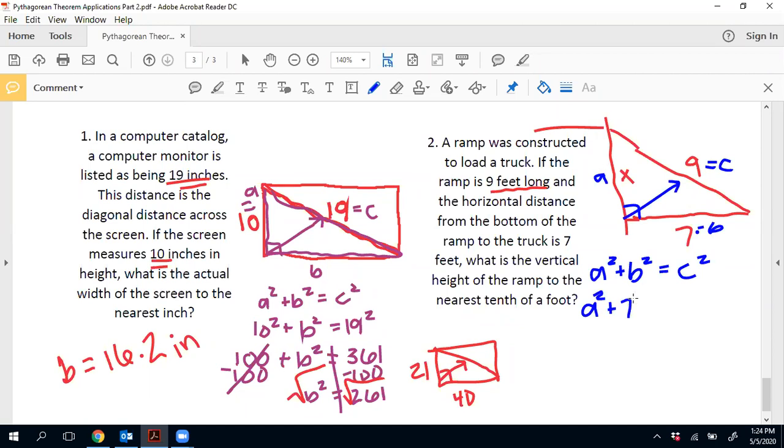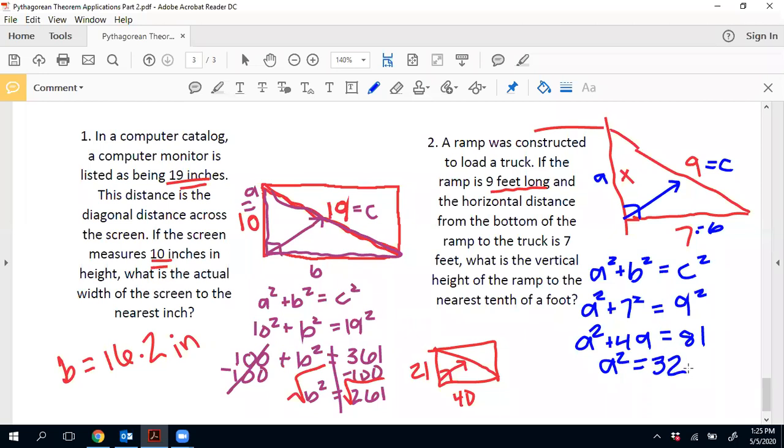7 squared is 49, and c squared is 9 squared. So we end up with a squared plus 49 is equal to, what's 9 squared? 81. Good. So to solve, what do I do next? Subtract. Good. So I do 81 minus 49, and I get that a squared is equal to 32.